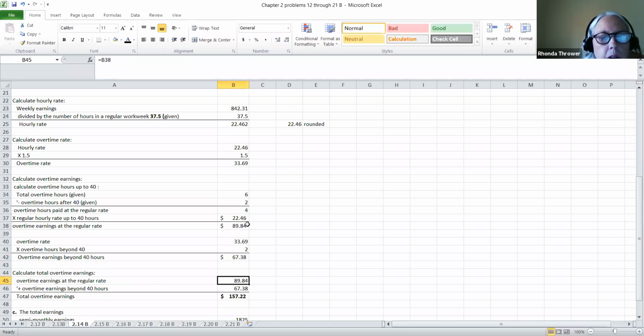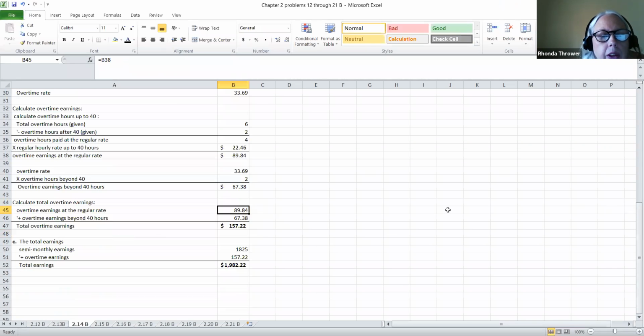So if we're finding our overtime earnings, we're going to take the overtime earnings at the regular rate that we calculated earlier right here, and we're going to add to that the overtime earnings for those hours that were beyond 40, which was at time and a half, and that gave you 67.38. These two combined are your total overtime earnings.